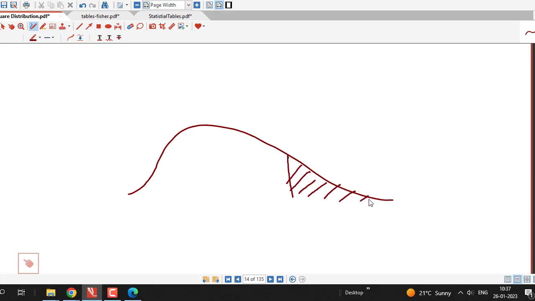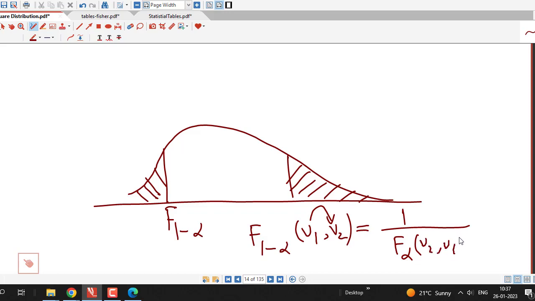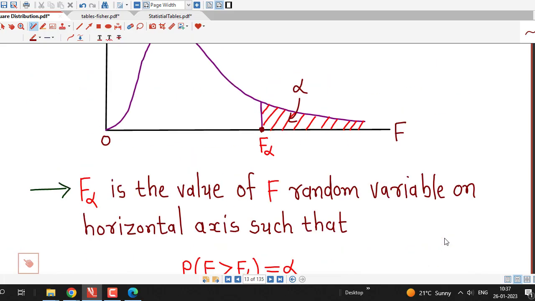So in this way we can use the F distribution table, and all we have to remember is that critical values of the F distribution are always given for right tail probabilities. So whenever we are interested in the left tail probability, we will use this relationship, that F suffix 1 minus alpha with nu1 and nu2 degrees of freedom is equal to 1 over F suffix alpha for nu2 and nu1 degrees of freedom. And the rest of the process I have explained here.